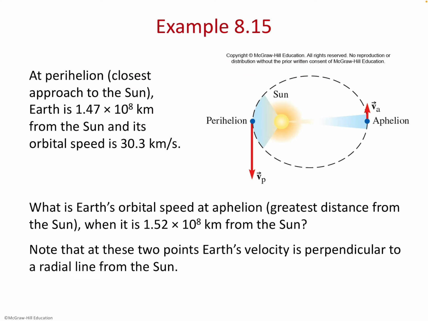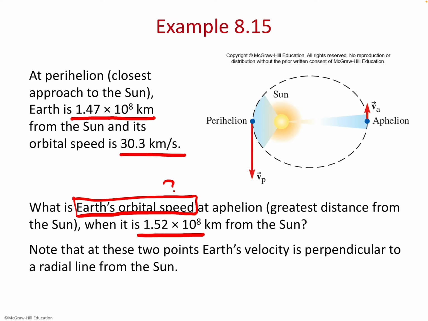It says at perihelion, closest approach to the sun, Earth is 1.47 times 10 to the 8th kilometers from the sun, and it has an orbital speed of 30.3 kilometers per second. And then it wants to know what Earth's orbital speed is at the aphelion. That's what we're trying to find, when it's 1.52 times 10 to the 8th kilometers from the sun. Okay, so we're essentially doing what we did on the last example.